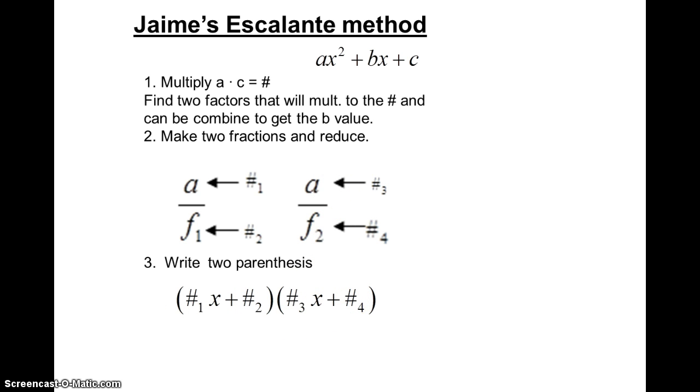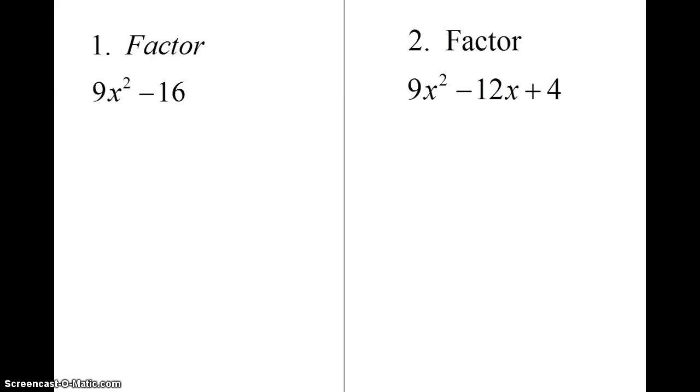So let's try a few examples here. I want to start with the difference of two cubes, the difference of two squares, and the perfect square trinomial. Before we actually use Jaime Escalante's method, you can factor this type of special polynomial. Yes, you can use Jaime Escalante's method, but when you have a difference of two squares, you don't have to use it, because all you have to do is use the square root of the perfect square numbers.